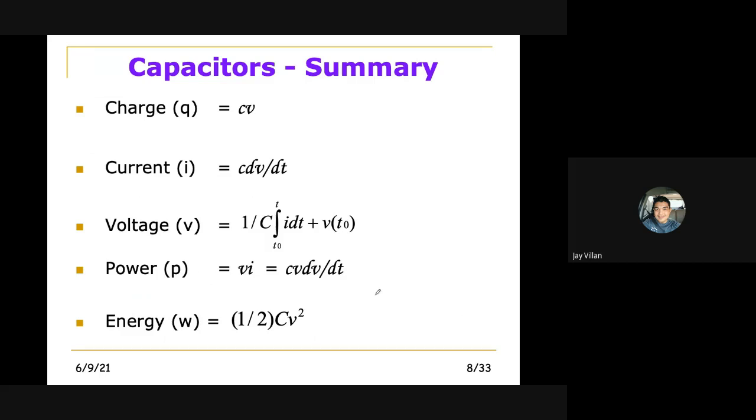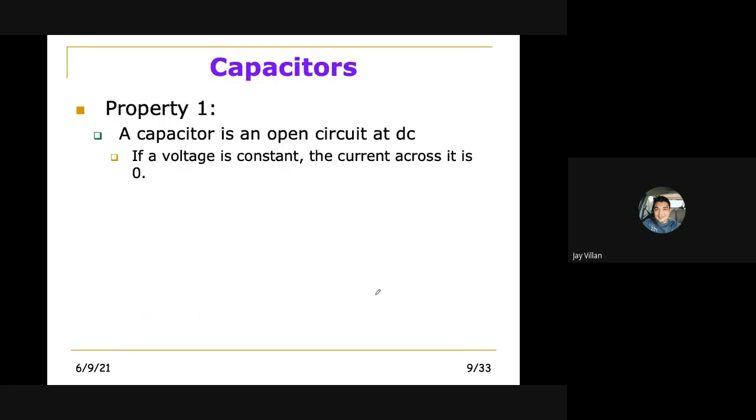So just a quick summary. The charge is equal to CV. The current is equal to C dV over dt. The voltage is 1 over C times the integral of i dt, integrated from t sub 0 to t, plus the initial voltage at t equal to 0. The power is equal to C V dV over dt, and the energy is equal to 1/2 CV squared or Q squared over 2C.